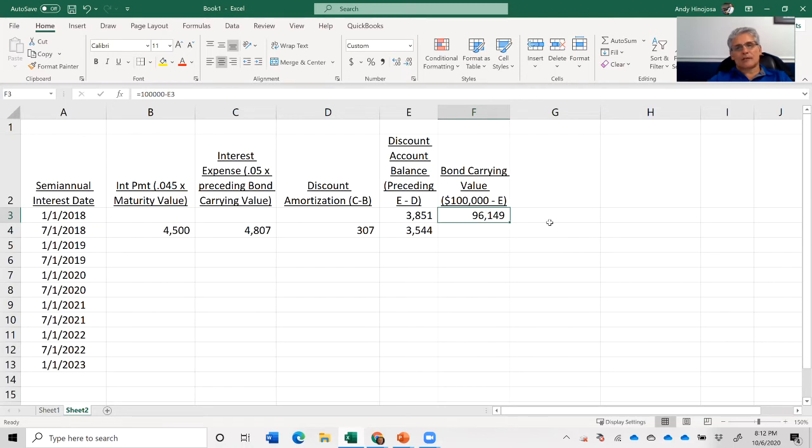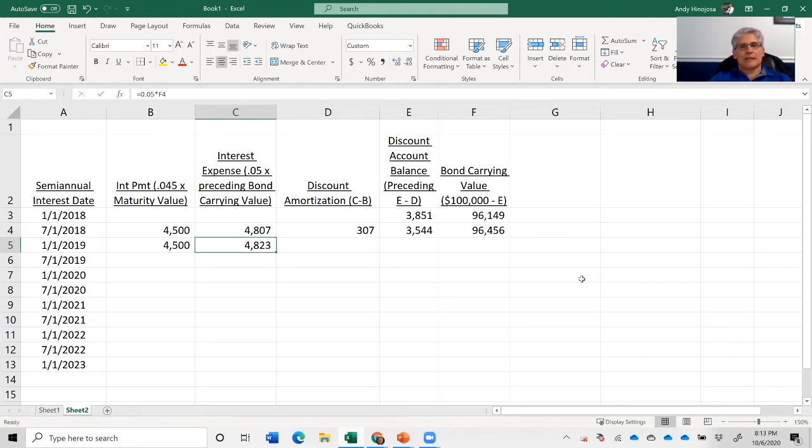And then the bond carrying value is going to be the same computation. It's going to be 100,000 minus E. But because E is smaller now, the carrying value is going to increase. The interest payment for the next period is going to be the same, $4,500. The interest expense, same computation.